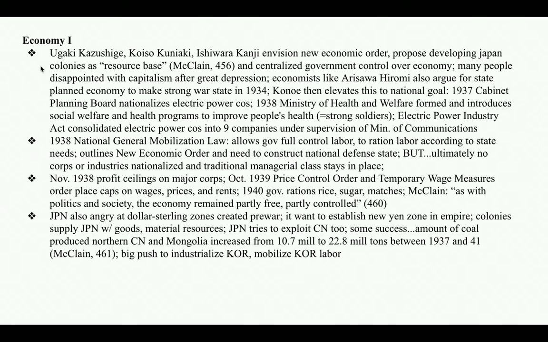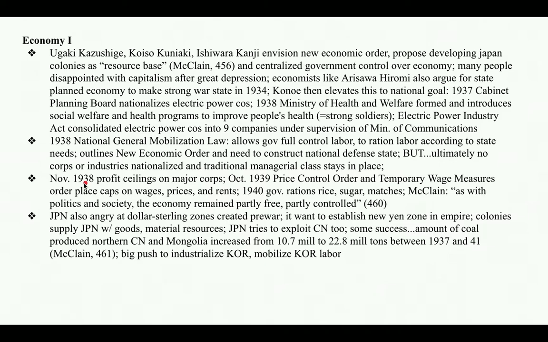The 1938 National General Mobilization Law gave the government full control over labor and the ability to ration labor according to state needs. It outlined a new economic order and the need to construct a national defense state, but ultimately it also fell short a bit of its lofty goals, and no corporations other than the electric power companies that I mentioned were nationalized, and the traditional managerial class did stay in place. But nevertheless, economic controls were, needless to say, put in place.